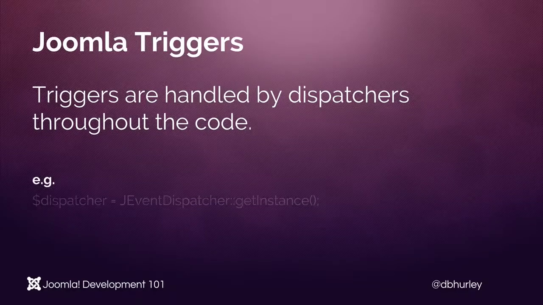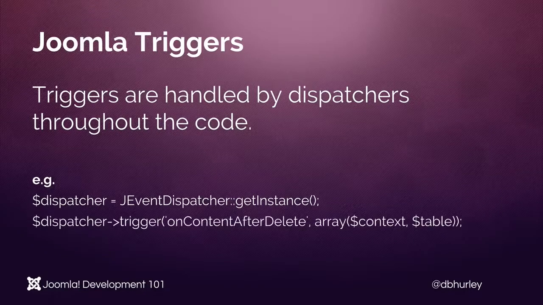Let's look at an example. We're going to instantiate the dispatcher, JEventDispatcher getInstance. Then what we're going to do is trigger a function on content after delete. And we're going to pass that function an array with the context and the table. Now this code would be placed anywhere throughout the Joomla code base. It's not handled in the plugin, it's actually handled where you want to trigger the plugin from.